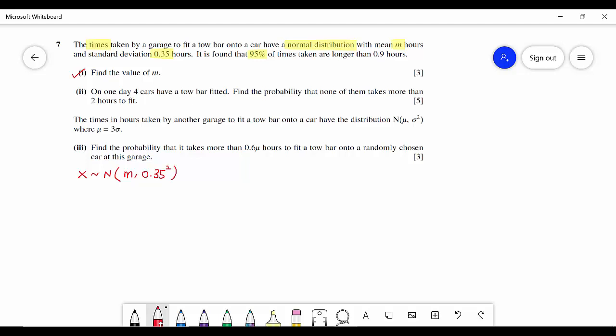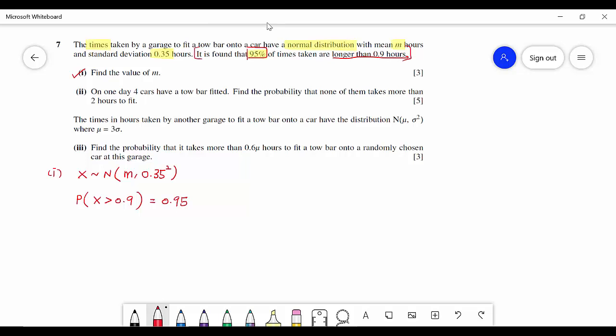When they want you to find m, they give you the extra information, which is 95% for the time longer than 0.9 hour. So if you want to write out the symbol correctly, it will be the probability that the time taken is longer than 0.9, and the probability is 0.95. This is the information that I get from this sentence here.